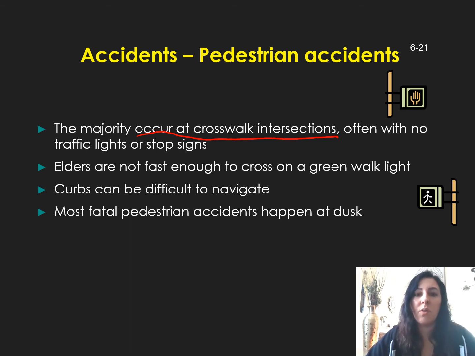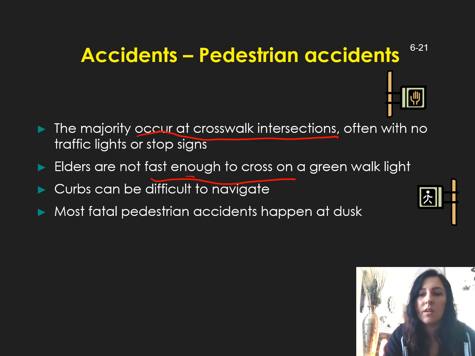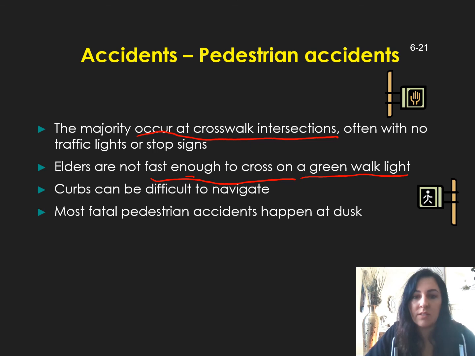So what happens is older adults are not necessarily walking fast enough to cross when there is a green walk light. And curbs can also be difficult for them to navigate, and most of these accidents will happen not necessarily during daylight, but in the evening time, either when it's dark or almost dark.